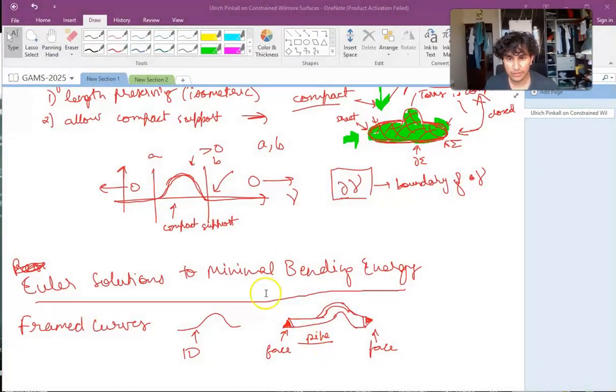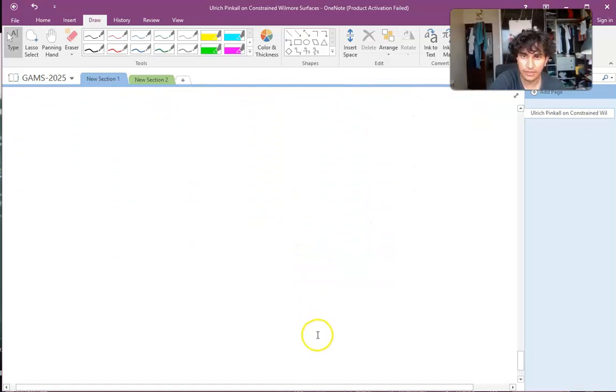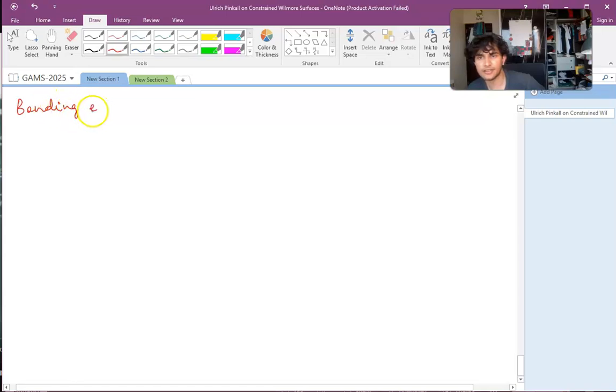So let's get back to the board. And let's make some more space. Let's go down all the way. Cool. So when we start trying to find the bending energy of a framed curve, now you have to worry about both the face, then the actual pipe. It's better to think of them in terms of pipes, the pipe and then another face.